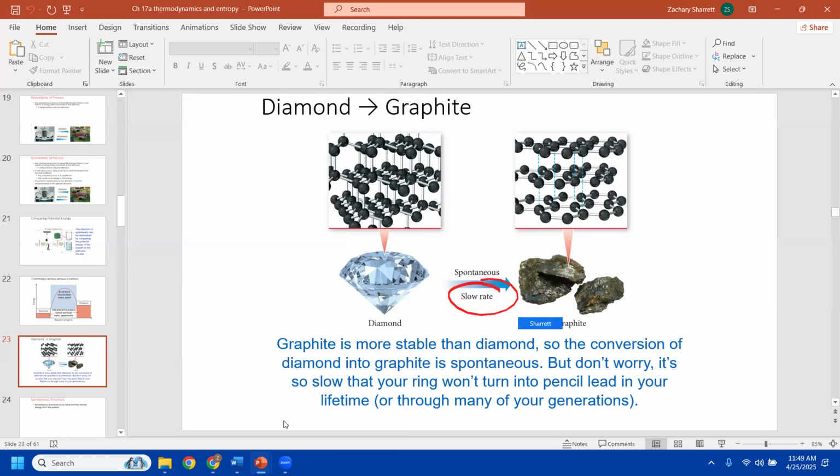Graphite is more stable than diamond. So the conversion of diamond into graphite is spontaneous. But don't worry, it's so slow, your ring won't turn into pencil lead in your lifetime or through many of your generations. Unless you're thinking long term, 7 generations from now, which is the way we should be thinking, but even in 7 generations, that diamond's not going to convert to graphite.